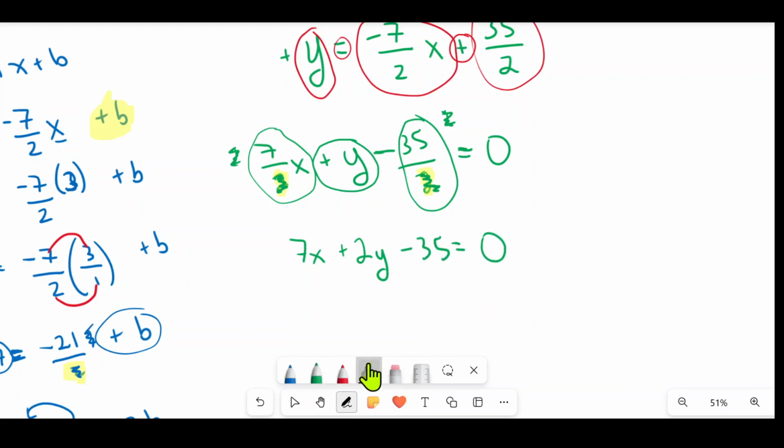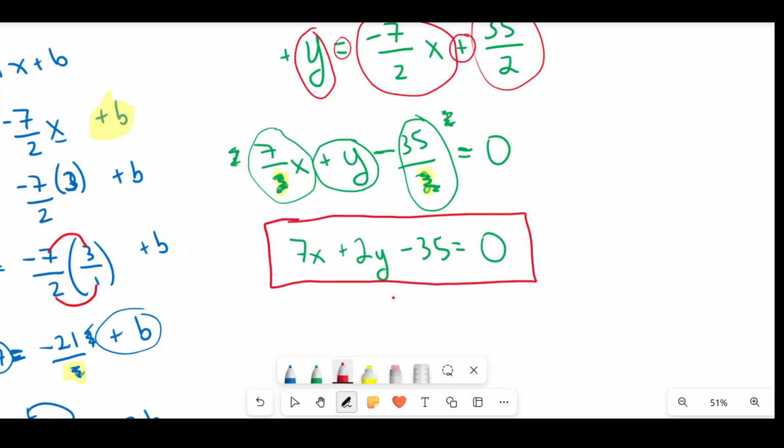And the final thing to check is the leading coefficient positive? Yes, it is. So I don't have any more to do. This is proper standard form, and it is the perpendicular bisector of the line segment AB that we started with. And I can't remember what A and B are at this time, but you could pull the video back.